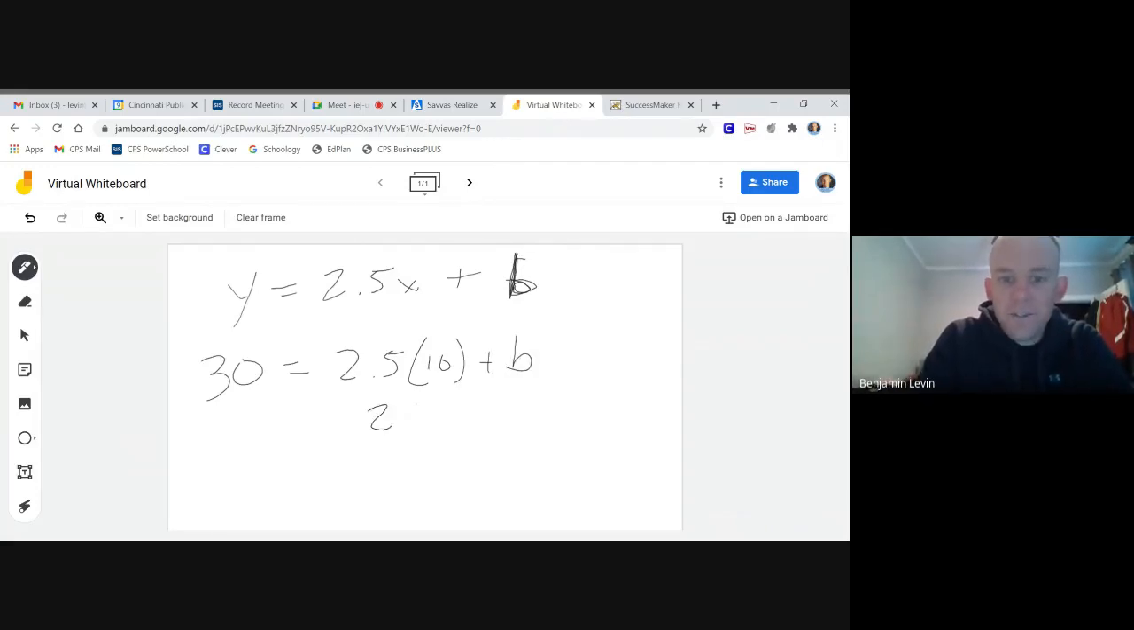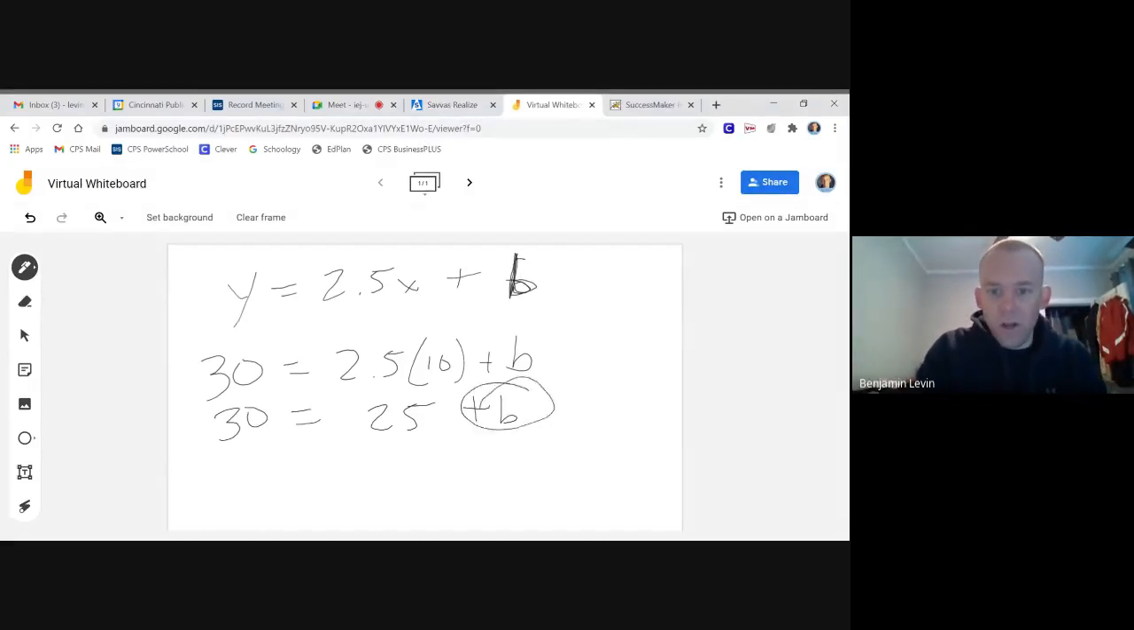2.5 times 10 is 25, right? Because we're just moving a decimal. Anytime you multiply by a power of 10, you're just moving the decimal. So this really just moves over one space. But I showed you on the calculator, 2.5 times 10 is 25. If you get confused about moving decimals, you can always check your work and make sure you're right. Okay, so now we have 30 equals 25 plus b.